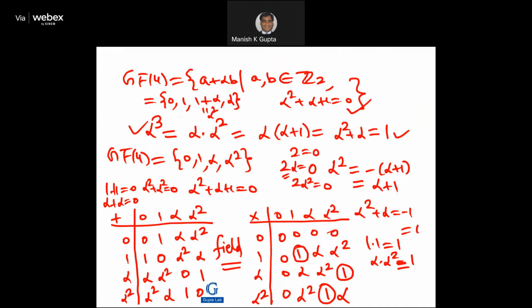Now, we know that 1 plus alpha is the same thing as alpha square, right? Because alpha square plus alpha plus 1 is equal to 0. So that means alpha square is equal to minus of 1 plus alpha. But minus is the same thing as plus, because minus 1 is the same as 1 modulo 2, and 1 plus 1 is 0. So you are getting alpha square is equal to 1 plus alpha, right?